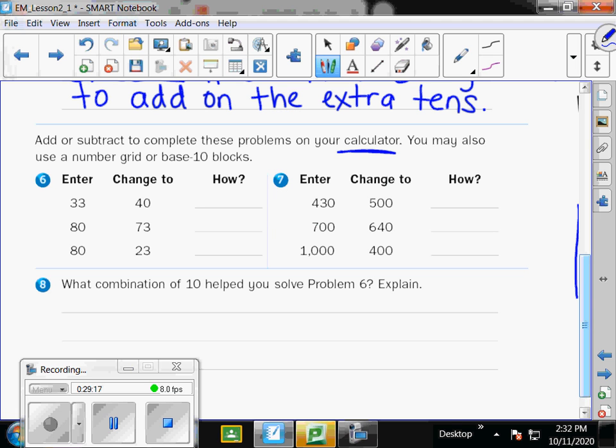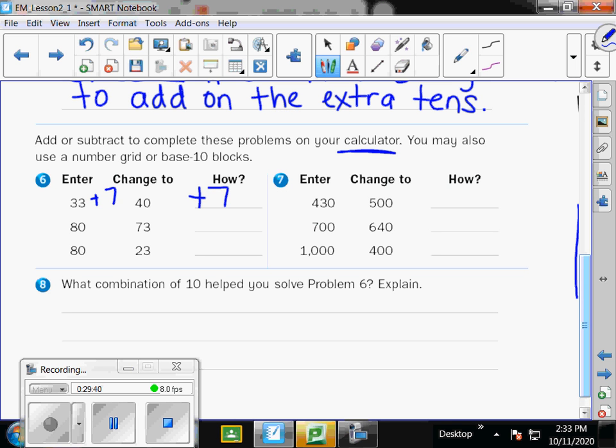You guys can do these probably without a calculator, but if I wanted to change 33 to 40, so I type 33 into a calculator, what do I need to do to get it to 40? Well, I know I'm going to add something because 40 is bigger. What do I need to add? Well, I know the 3 plus 7 gets me to that next 10, so I'm going to add 10.